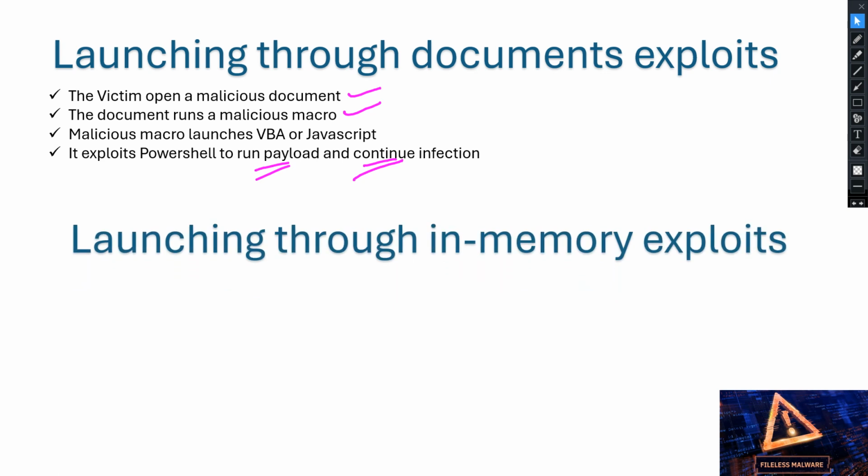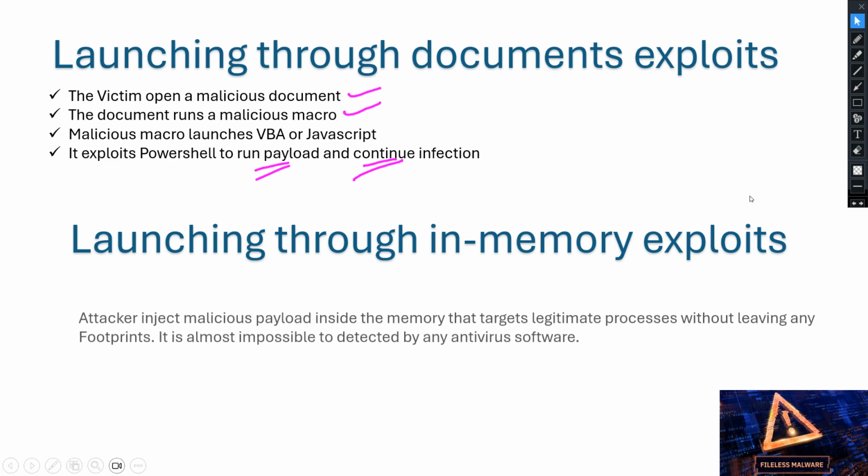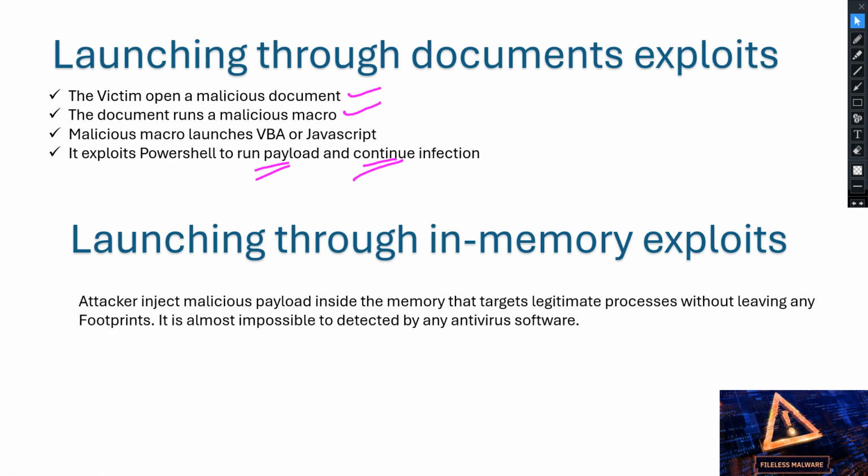Launching through in-memory exploits. The attacker injects the malicious payload inside the memory, targeting legitimate processes without leaving any footprints. It is almost impossible to detect by any antivirus software because it's a memory exploit, right? So it is almost impossible to detect because it targets the legitimate processes without leaving any footprints.